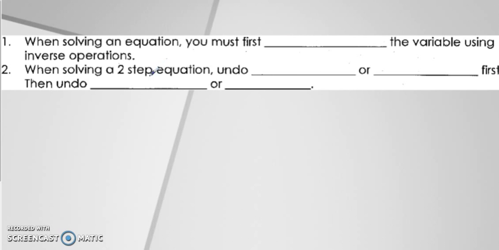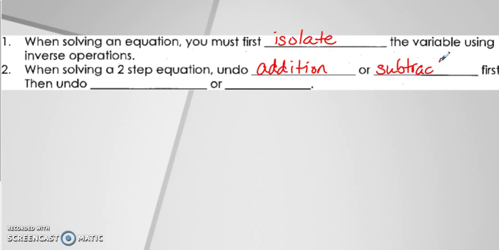When solving an equation, you must first isolate the variable using inverse operations. To isolate something means we will get rid of everything else and get the variable all by itself. When solving a two-step equation, the first thing that we will undo is addition and subtraction.